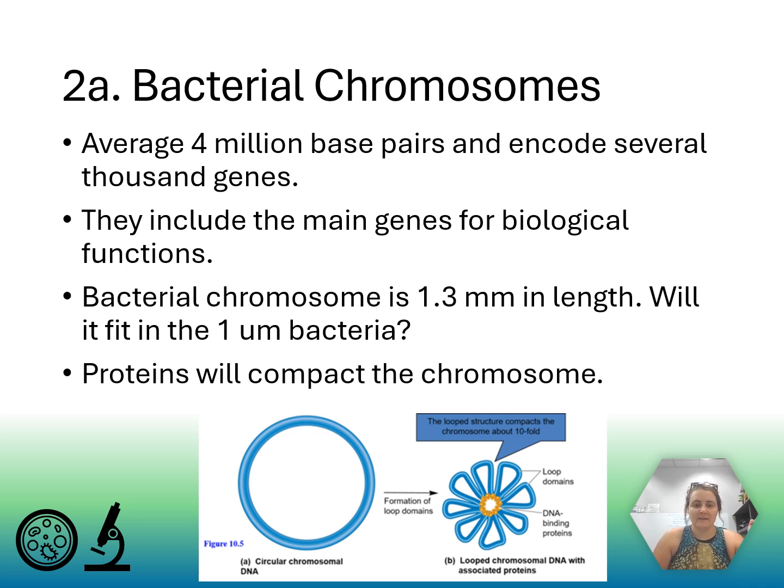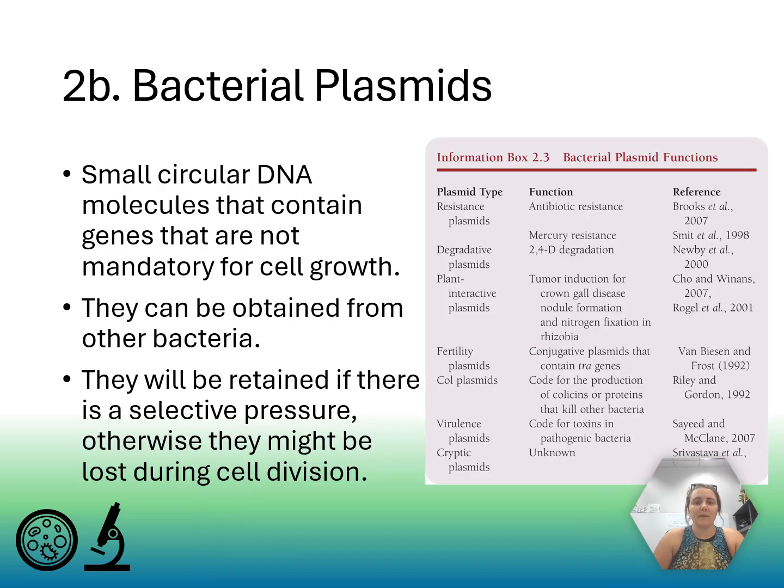And so instead of having this loop structure, which you see on the left, having this orange circle, that's called a histone protein, it helps to fold the chromosome around it. So in general, the bacterial chromosome in the nucleoid, that particular piece of DNA is what's doing the main functions for the system. Bacterial plasmids are small circular DNA molecules that contain genes that are not mandatory for cell growth.